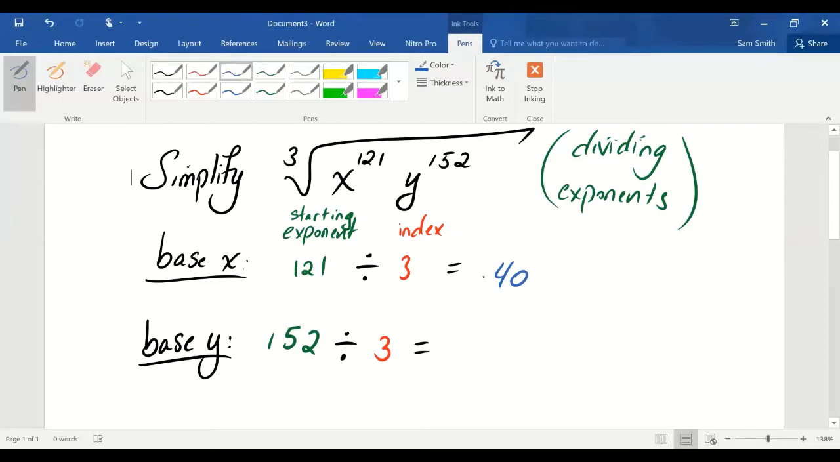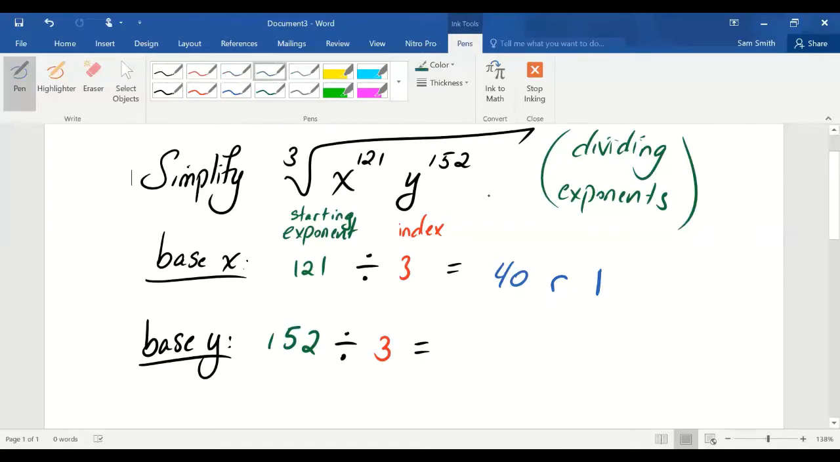But if 3 goes in 40 times, 3 times 40, that's only 120 so far, which means that there is one more x left over. So what is happening here? If I did go through and write down 121 copies of x, I would be finding 40 groups of 3 in that list, 40 groups of 3. And then there would be one x remaining, one x left over inside the root.